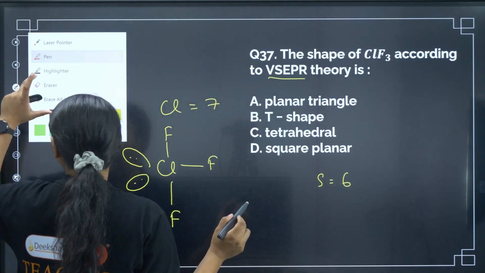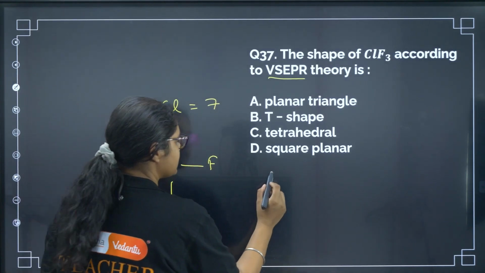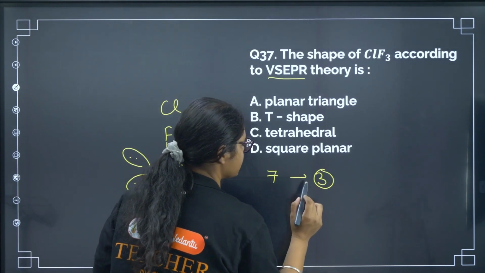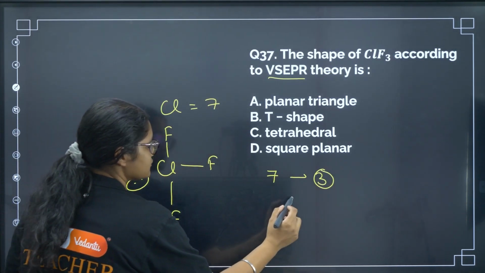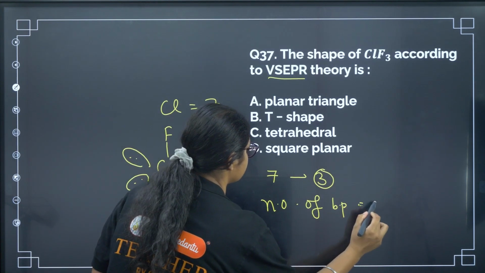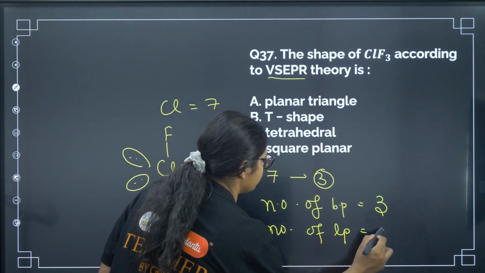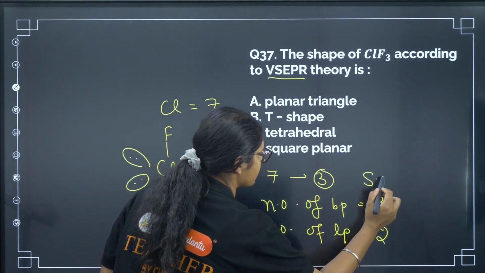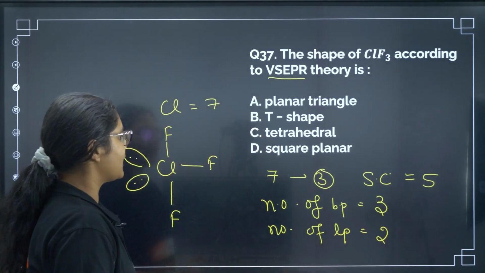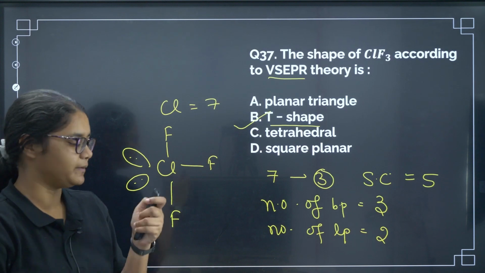So here you can see, chlorine has 7 valence electrons. Out of that, 3 electrons are used for bond formation. So 4 are left. So I'll write here, number of bond pairs is 3. Number of lone pairs is 2. So the steric number, or the coordination number, will be 5, right? So that means we will get T shape. So the correct answer for this question is option number B.